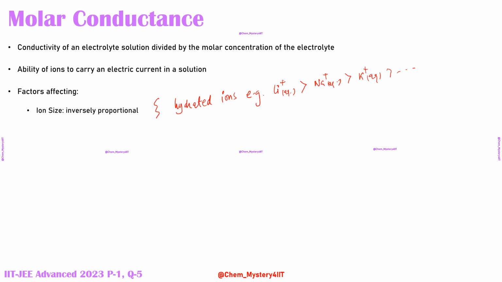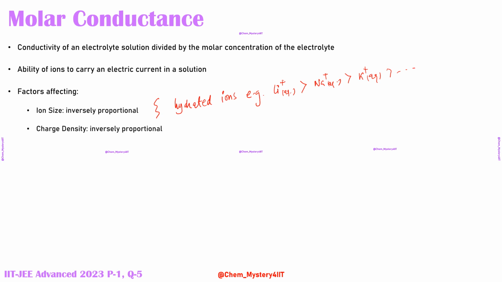On the contrary, if it was the gaseous ions or isolated ions, then lithium would have been the smallest and potassium would have been the largest of the three. Going further, rubidium and cesium would be even larger.